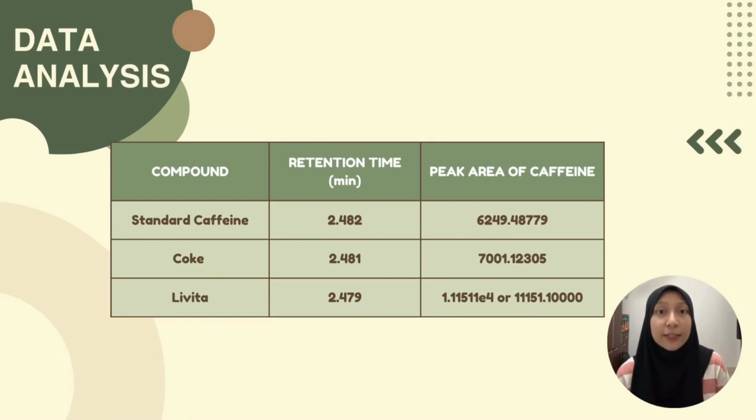As for Coke, it shows a higher peak area at 7,001.12305 and a retention time of 2.481 minutes, nearly identical to standard caffeine. This proves that the existence of caffeine in the soft drink is obtainable, while Levita displays a retention time of 2.479 minutes with a higher peak area at 11,151.10000 compared to the standard, and indicates that Levita contains more caffeine than both the standard and Coke samples.